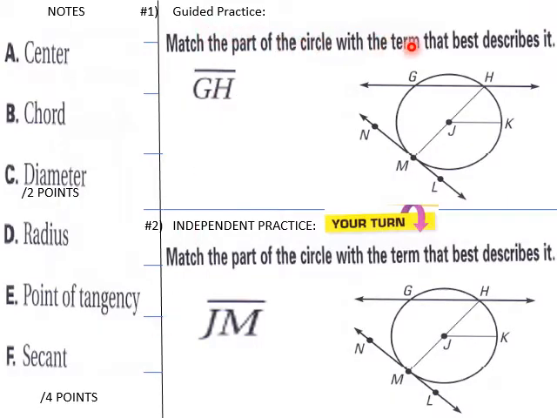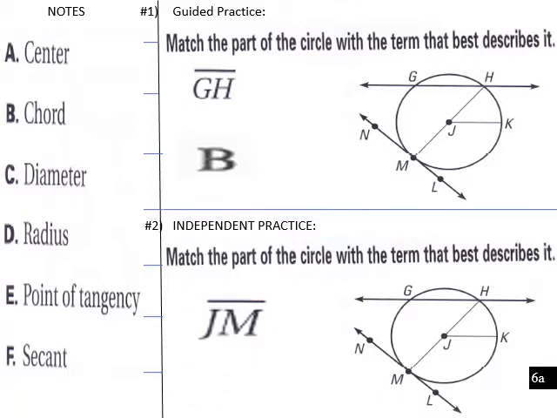Match the part of the circle with the term that best describes it. So what's GH for guided practice? And then what's JM? JM goes from here to here. Then GH is this line here. So what's JM? Well, GH is B. GH is a chord.